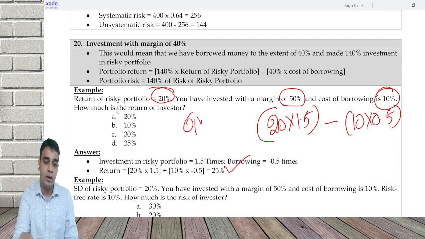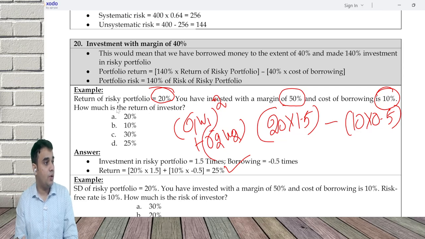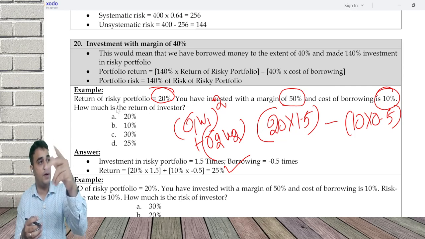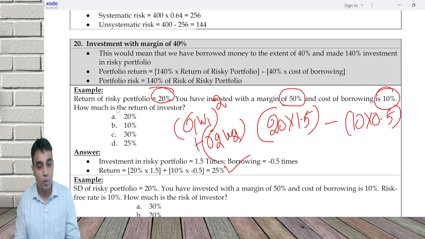So sigma 2 W2 square is 0. 2 W1 W2 sigma 1 sigma 2 correlation is also 0. So indirectly your risk is only sigma 1 W1, but the problem is your W1 is more than 1. So if you borrow and increase investment, your risk will double, triple, 4 times, 5 times, 10 times. You can do anything. What is the risk in this example?